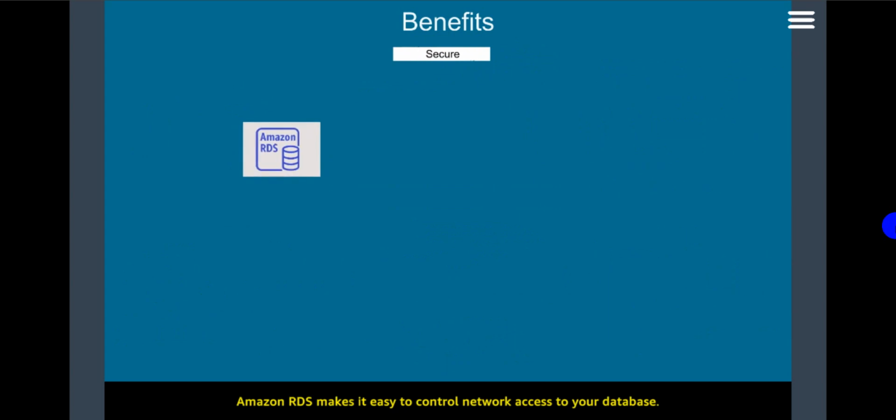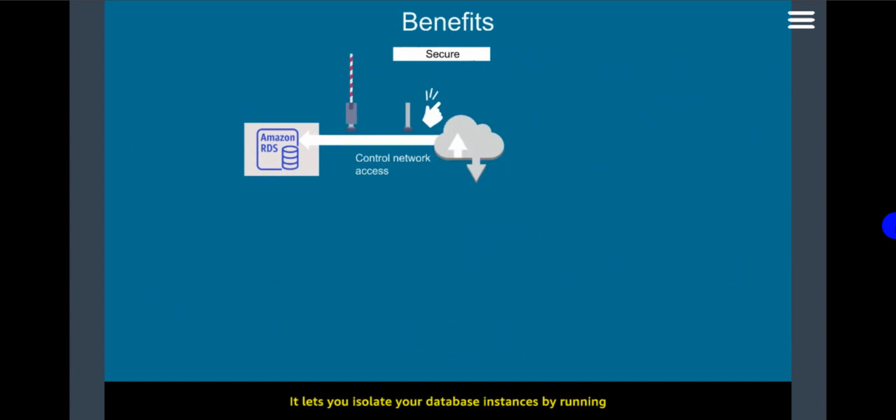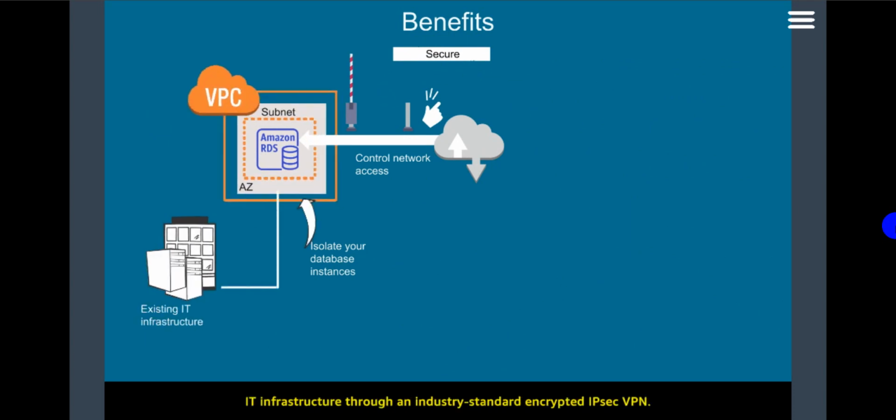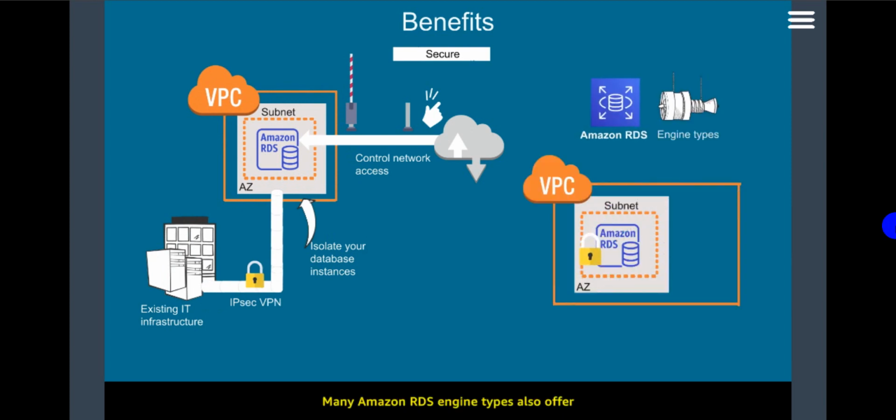Secure. Amazon RDS makes it easy to control network access to your database. It lets you isolate your database instances by running them in Amazon VPC and connect to your existing IT infrastructure through an industry-standard encrypted IPsec VPN. Many Amazon RDS engine types also offer encryption at rest and encryption in transit.